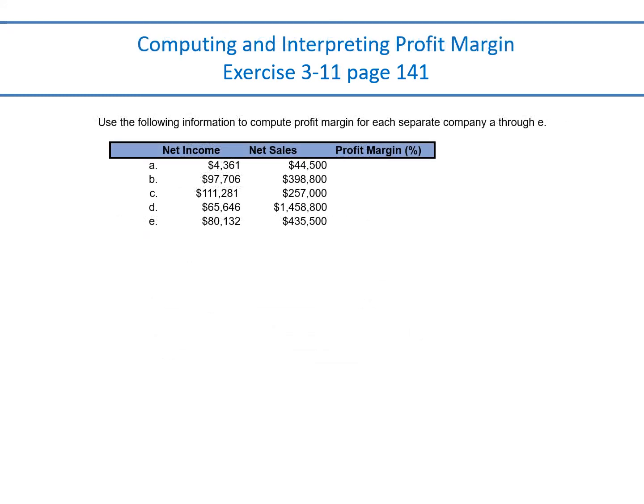Okay, so in this problem, they're asking us to compute the profit margin for each company separately in A through E. If you remember, our profit margin formula was net income divided by net sales equals profit margin. So it's really just a simple division problem for each of A through E.